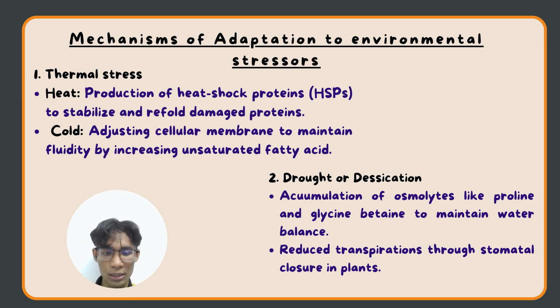Next is drought and desiccation. It occurs when water availability is limited, leading to dehydration and osmotic stress. So there is accumulation of osmolytes like proline and glycine betaine to maintain water balance, and it will reduce transpiration through stomata closure in plants. So plants will reduce water loss by closing the stomata.